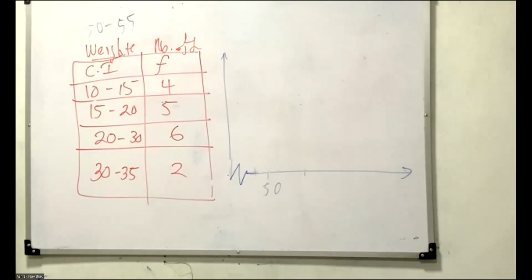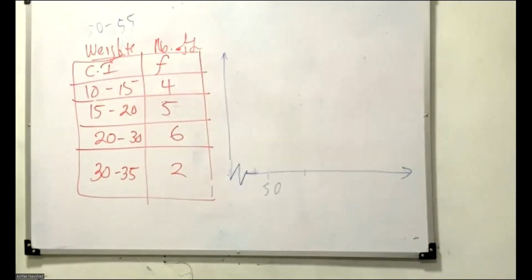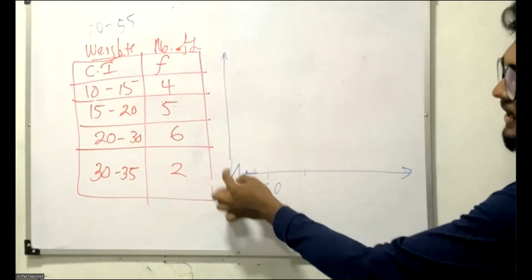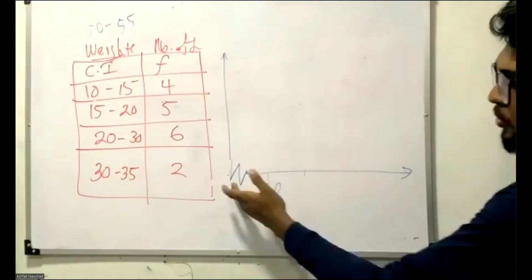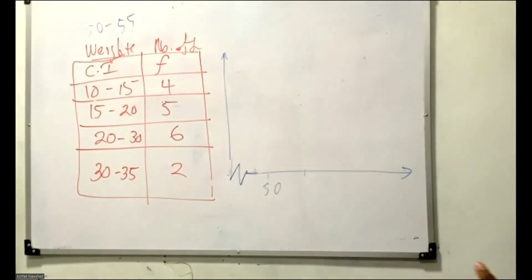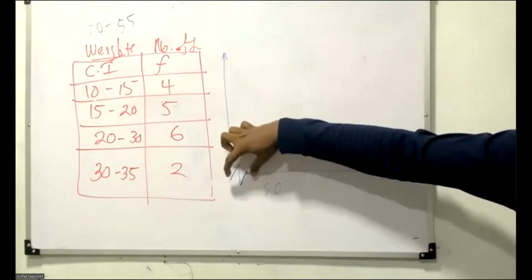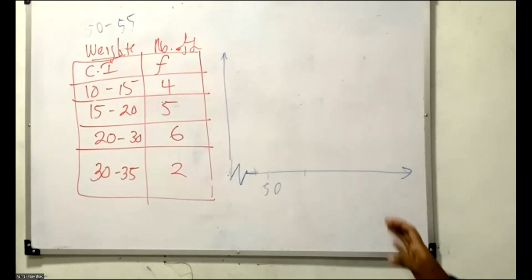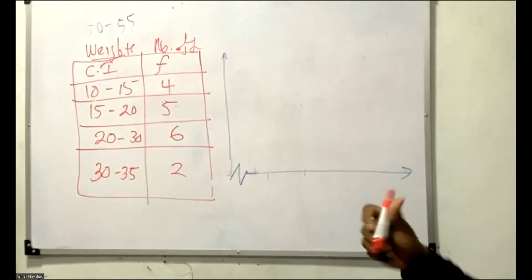Yeah, I'll come to that. 20 to 25 is missing, I'll come to that. See, let me know if this is clear. If they give you a class interval like 50 to 55, practically you can't mark from 0 to 50. So what we do is we shrink the axis and we start from 50. Is that clear? So here we can shrink the axis and start from 10.